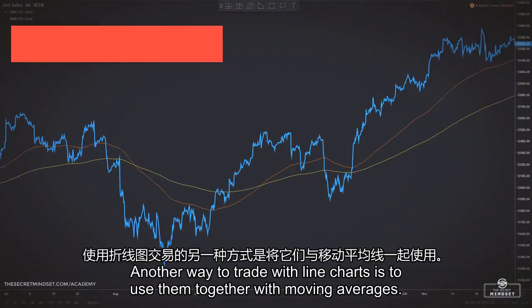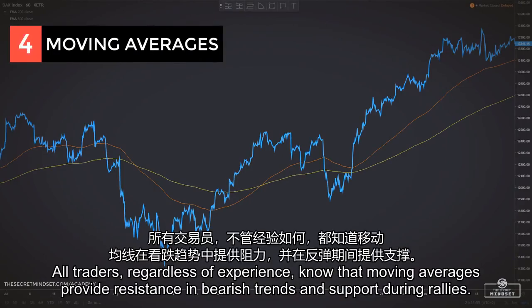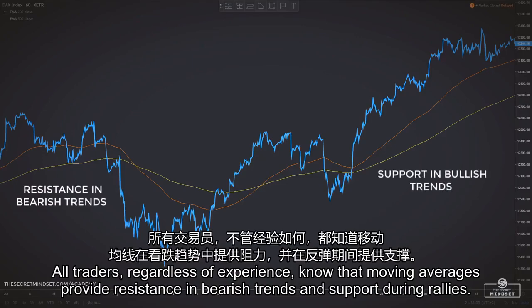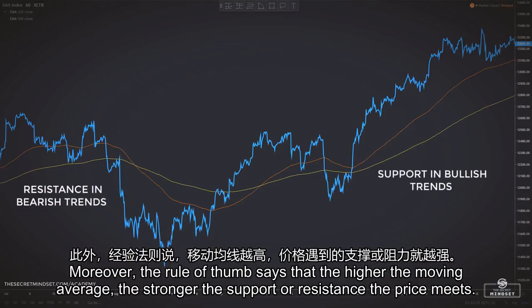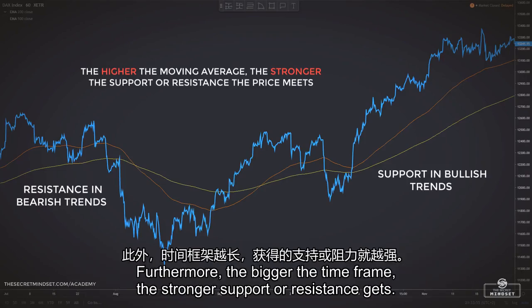Another way to trade with line charts is to use them together with moving averages. All traders, regardless of experience, know that moving averages provide resistance in bearish trends and support during rallies. Moreover, the rule of thumb says that the higher the moving average, the stronger the support or resistance the price meets. Furthermore, the bigger the time frame, the stronger support or resistance gets.